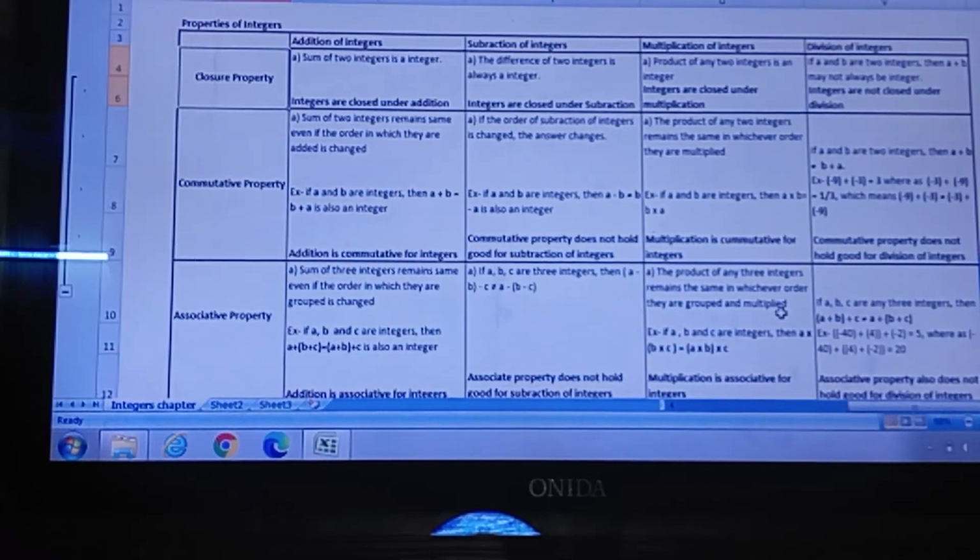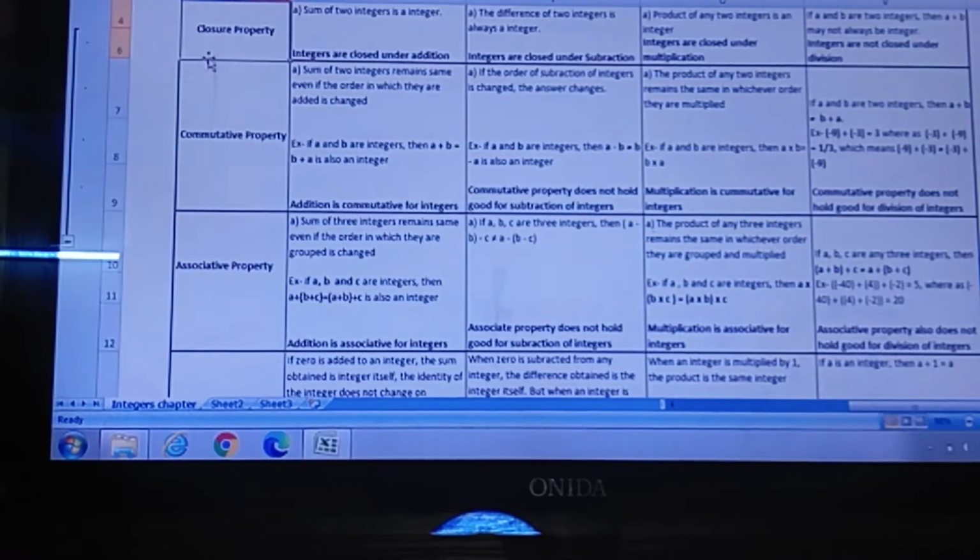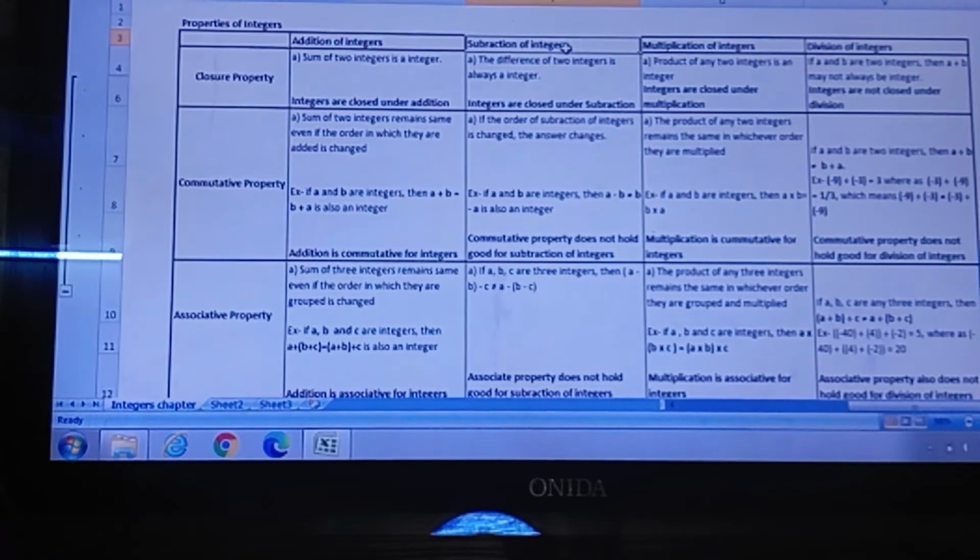So first of all, closure property. A sum of two integers is an integer. This is about addition. Here I'm talking about addition, subtraction, multiplication and division. These are the four categories that we have, and these are the properties that I have. First one, starting with the closure.